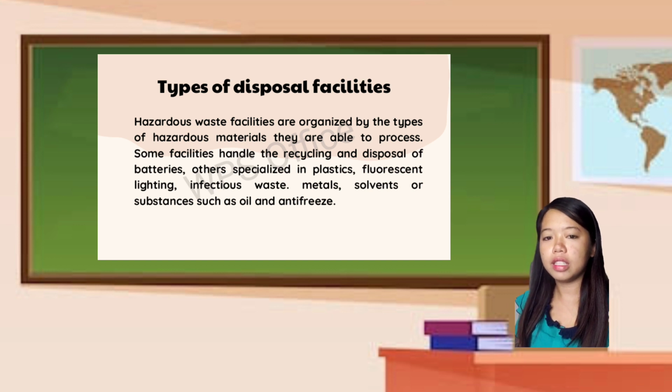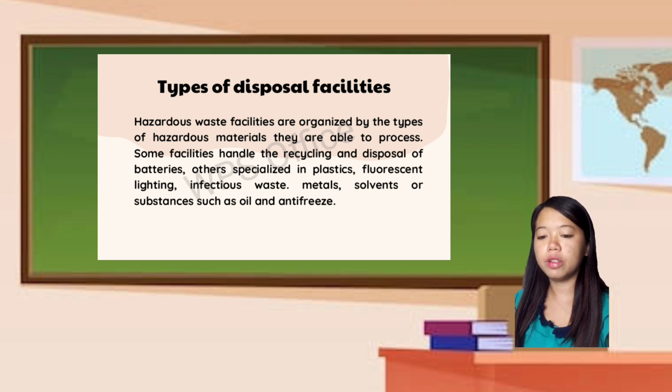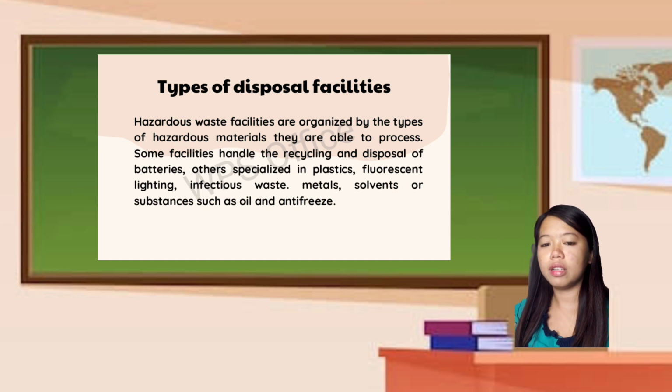Types of disposal facilities. Hazardous waste facilities are organized by the types of hazardous materials they are able to process. Some facilities handle the recycling and disposal of batteries, others specialize in plastics, fluorescent lighting, infectious waste, metals, solvents, or substances such as oils and antifreeze.